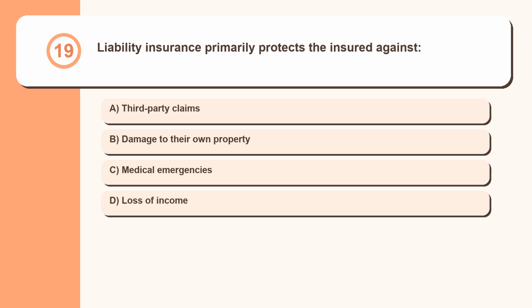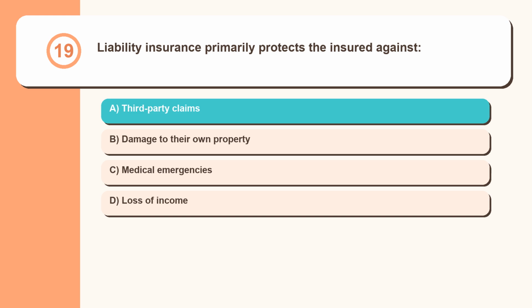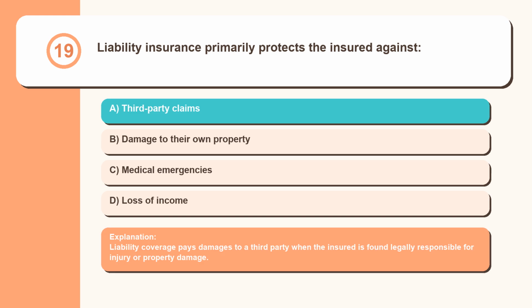Question 19. Liability insurance primarily protects the insured against third-party claims, damage to their own property, medical emergencies, loss of income. Liability coverage pays damages to a third party when the insured is found legally responsible for injury or property damage.